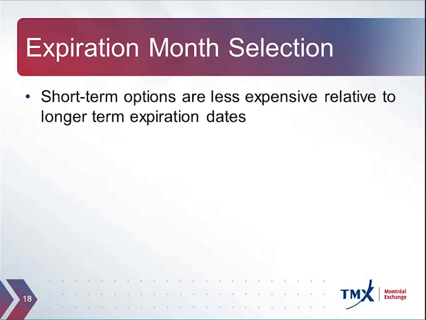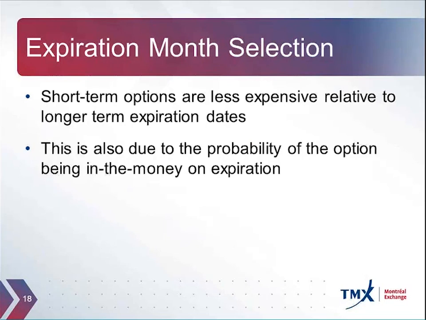Short-term options are less expensive relative to longer-term expiration dates because they have a higher probability of the option expiring. So in other words, we want to recognize that the less time we give a stock to make a move, the higher the probability it's not going to make that move within the time frame. Let me just rephrase that. The longer time we allow a stock to move, the higher the probability it will do so. And as a result, the options are priced accordingly.